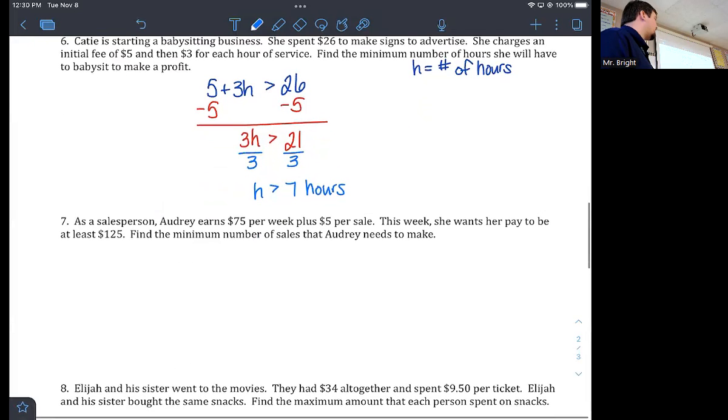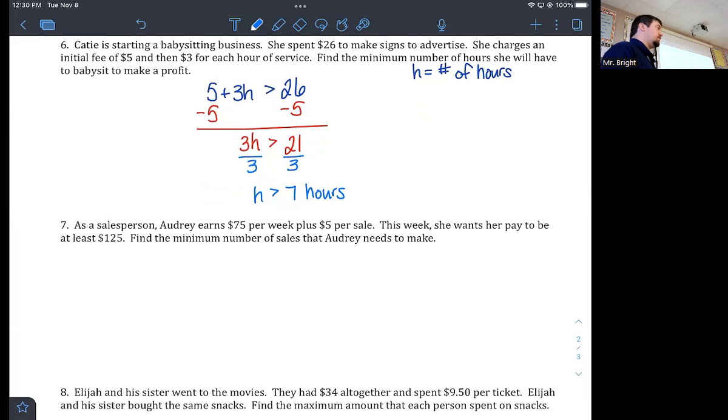I don't know. I kind of like the $7 an hour job that we had in the previous problem. Because this is only $3 an hour. Yes. I can't hear you. Sure.